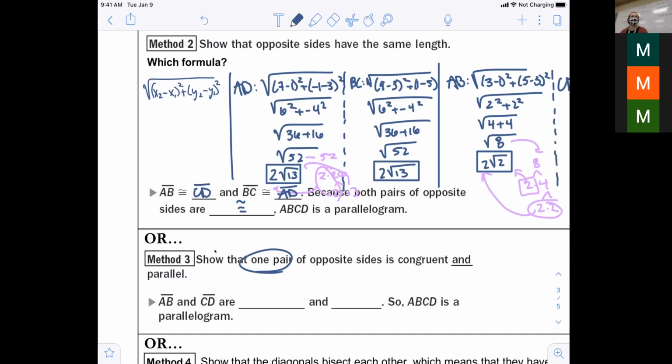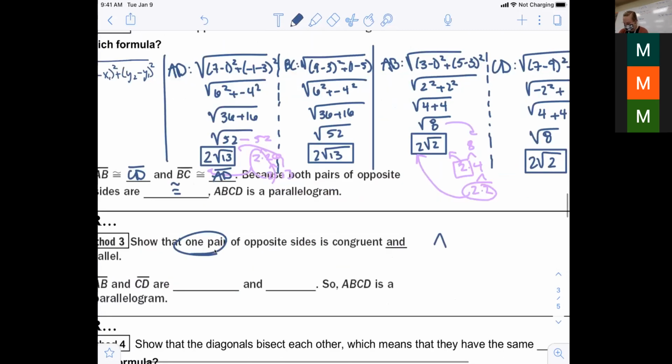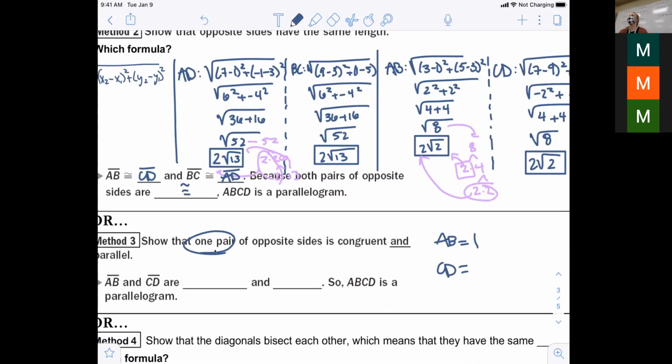What was the slope for AB? Can anyone remember? What was the slope? 1, what about BC? Oh, -2/3 for AB. Oh, AB was 1? Okay. What about CD? What was that slope? CD? 1?